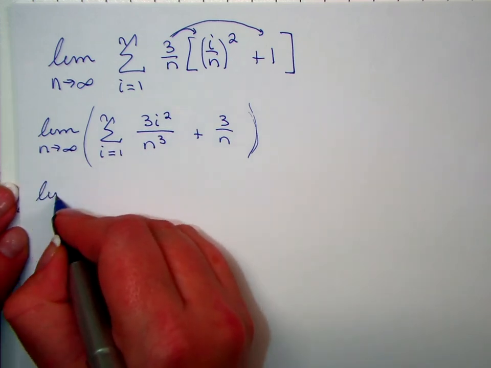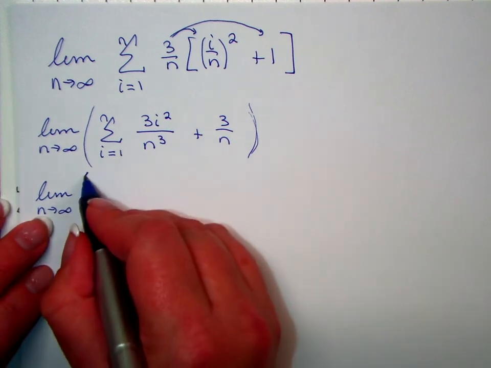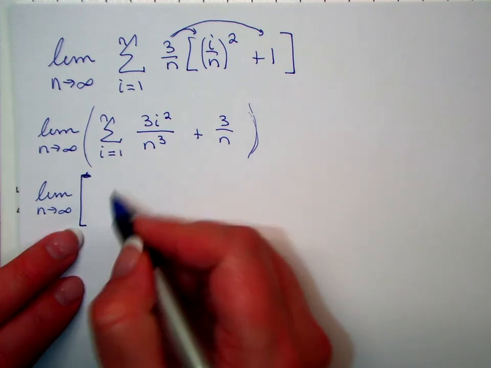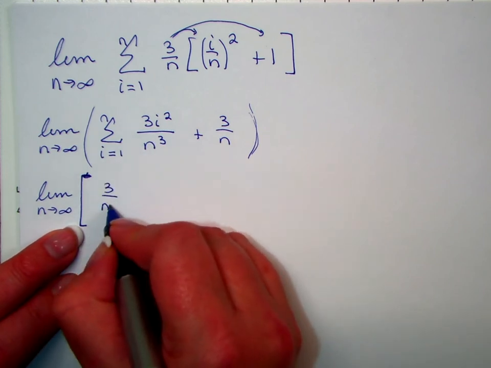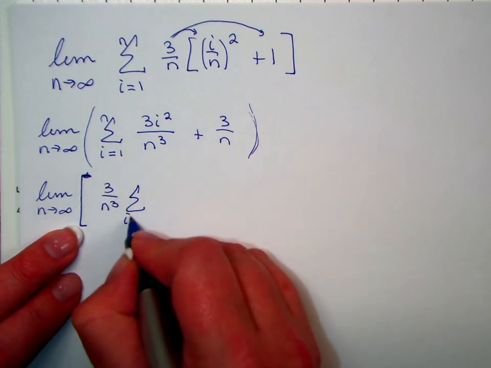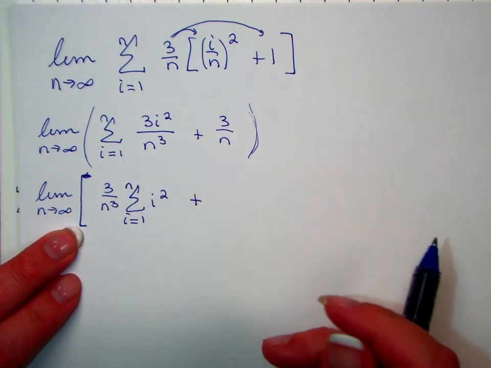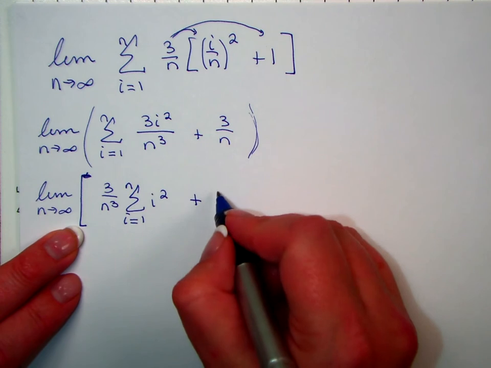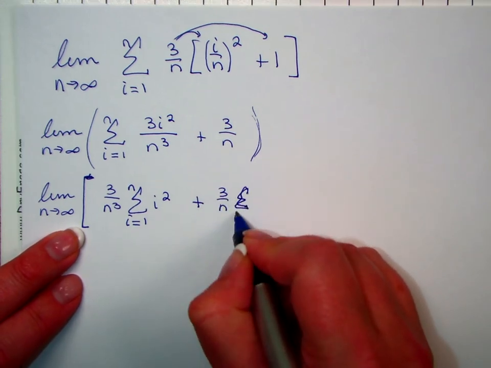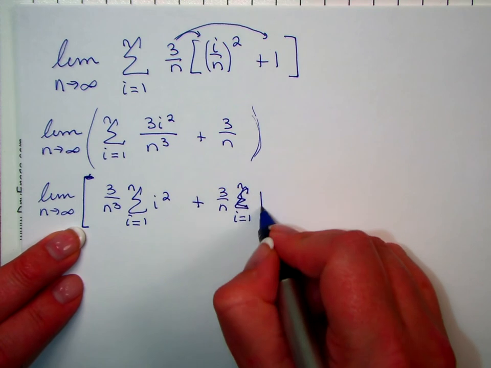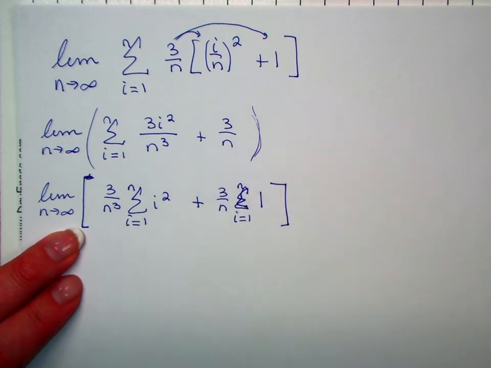So I'm going to get the limit as n goes to infinity of, let me put a bracket here maybe, 3 over n cubed times the sum of i squared, plus, I'm going to take this constant out as well, 3 over n times the sum of 1, right? Because if we take 3 over n out, we're just left with 1 there.